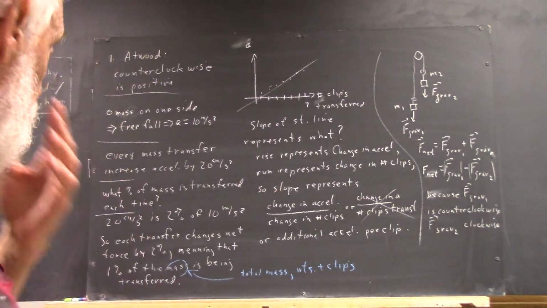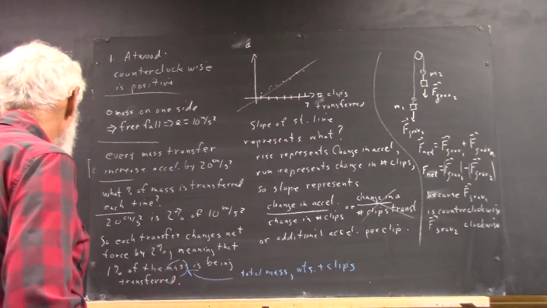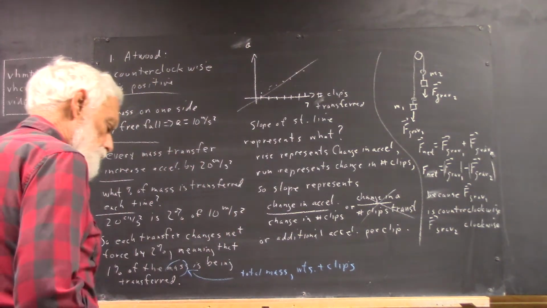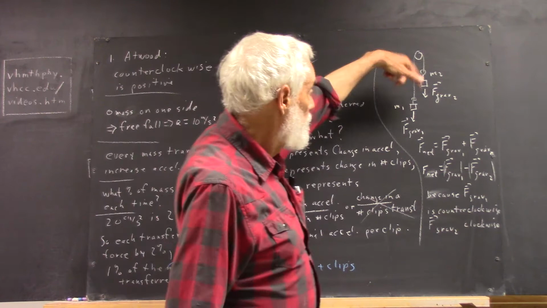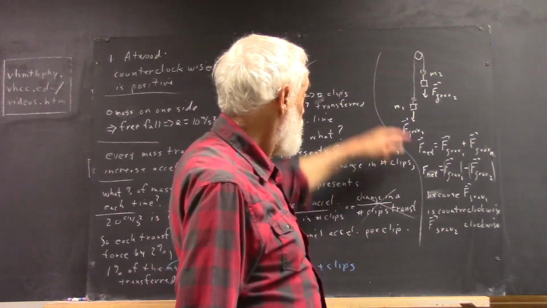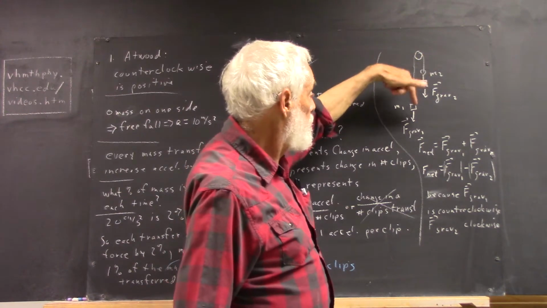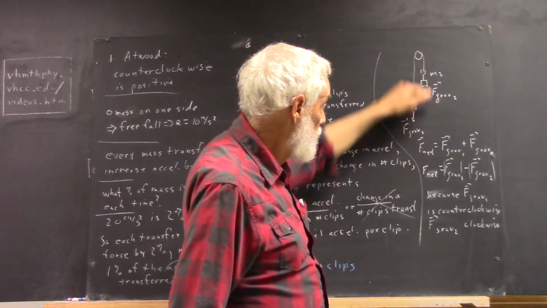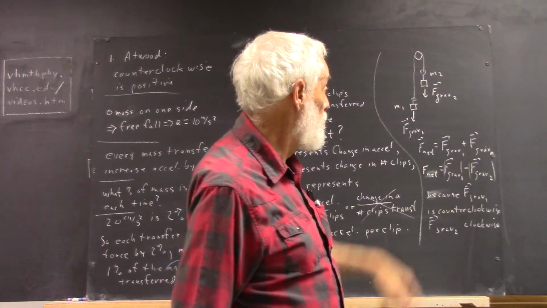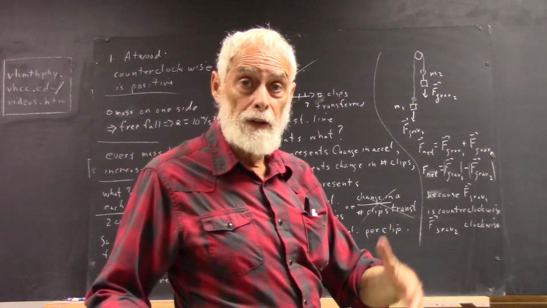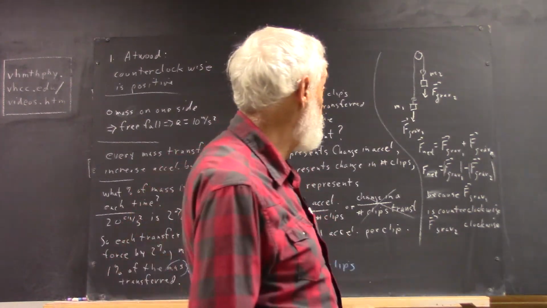I've been glossing over some really important distinctions. I want to try to address those just a little bit. Okay, so here's a picture. And here's the mass on one side, M1, here's the mass on the other side. And you got the force of gravity on one side, the force of gravity on the other side. So what's the net force on this system?